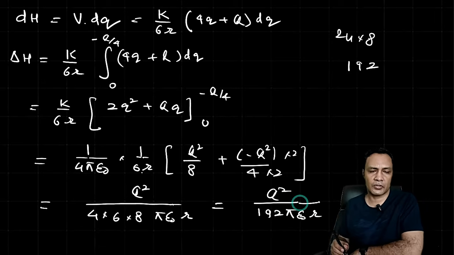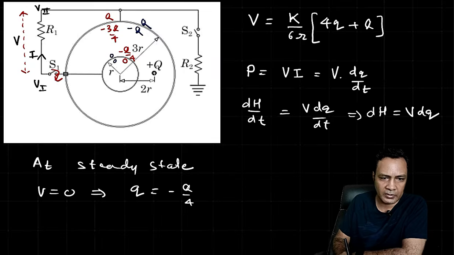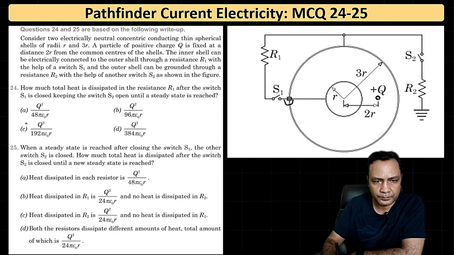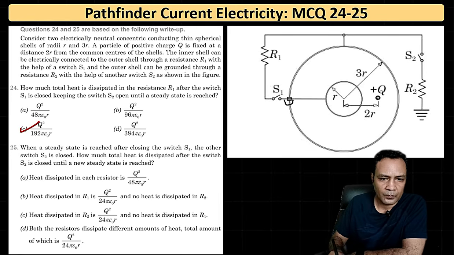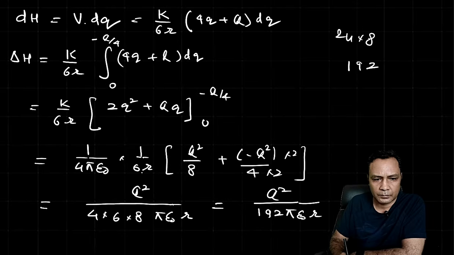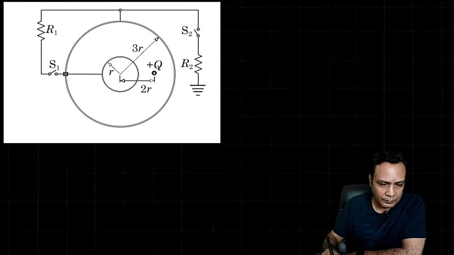That is the heat dissipation in R1 till steady state. Let's see. So that is option C. And now, what happened? The steady state is established here.